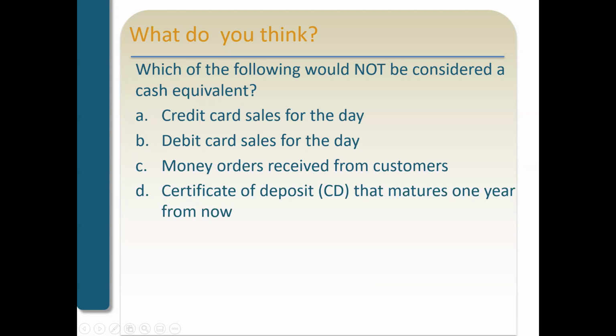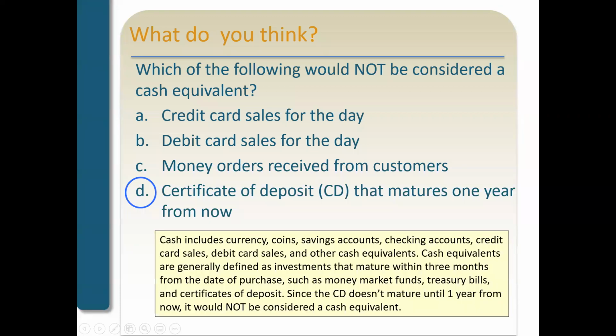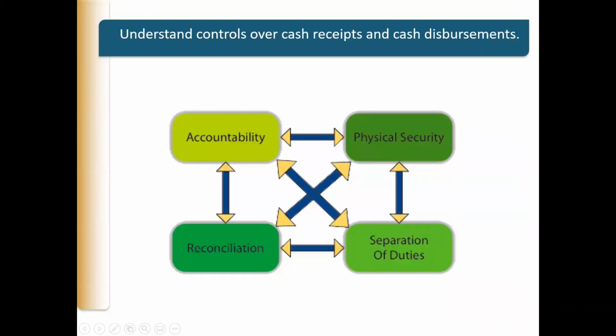What do you think? Certificate of deposits that mature 1 year from now. The reason that is not cash is a current asset. But a CD that matures 1 year from now is held longer. Since the CD doesn't mature until 1 year, it would not be considered a cash equivalent. Okay.